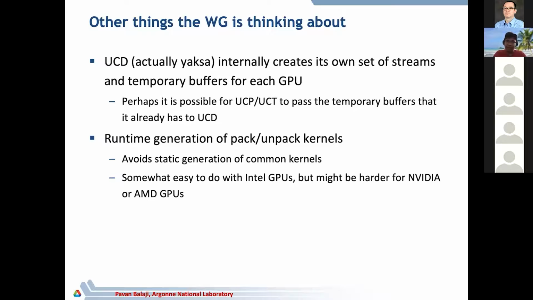And also the library size doesn't explode too much because we're not creating a lot of unused kernels. This is somewhat easy to do with Intel GPUs, or I should say with OpenCL, but it seems like it might be a little harder to do with NVIDIA or AMD GPUs, although someone from NVIDIA or AMD should correct me if I'm wrong over there.